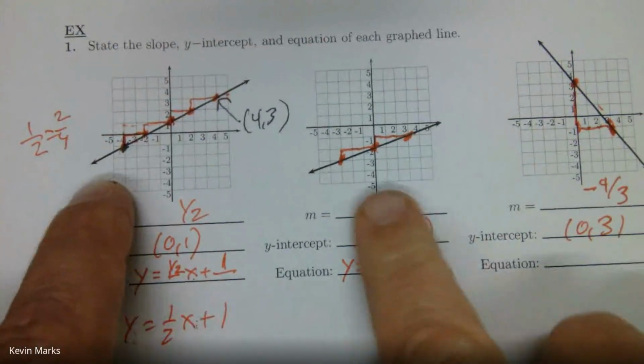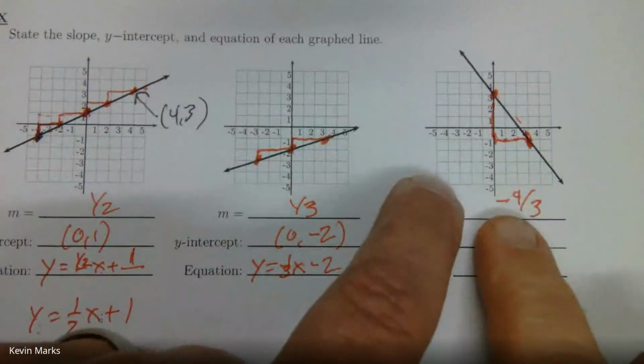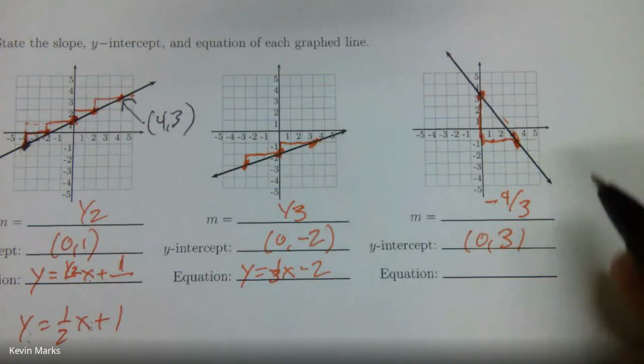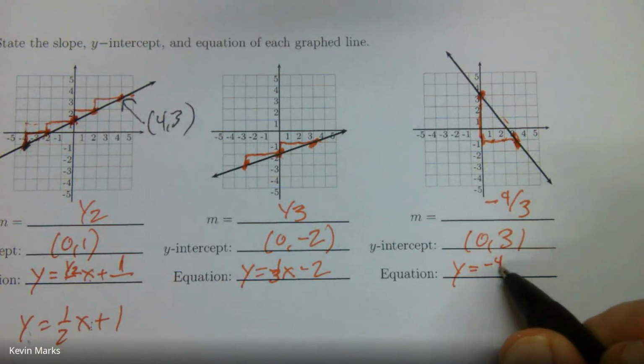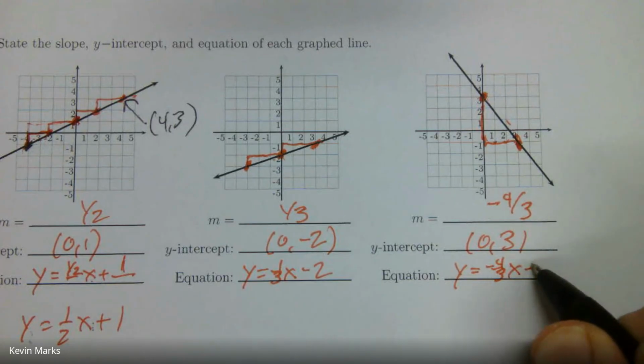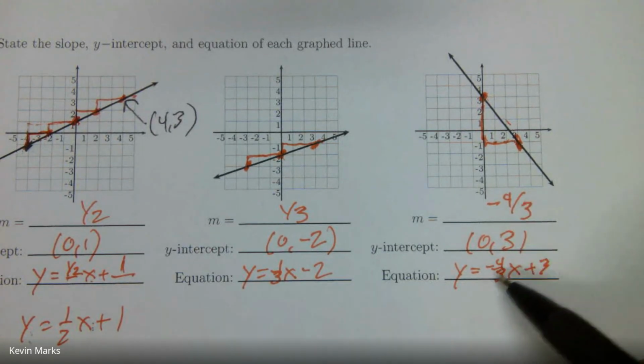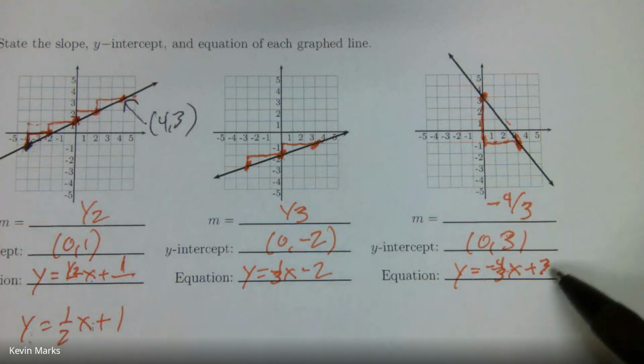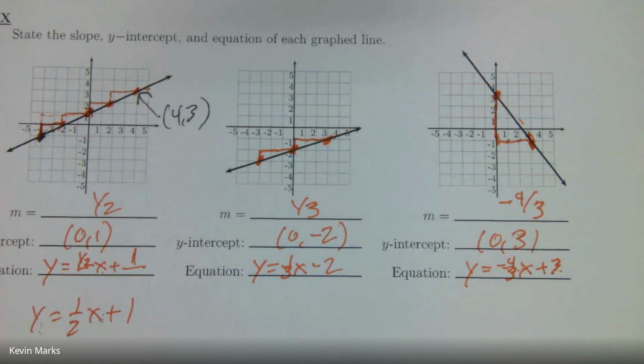Also, it's a good point to make. See both these lines? See how they're going up? Positive slope. This one's going down. Better be a negative slope. So -4/3. So y equals -4/3 x plus 3, right? The slope is with the x. The y-intercept is there without the x. And there you go.